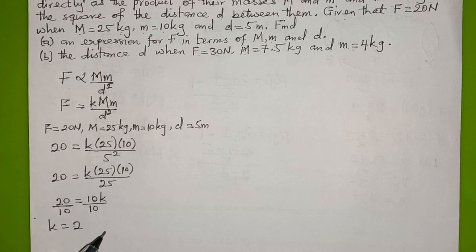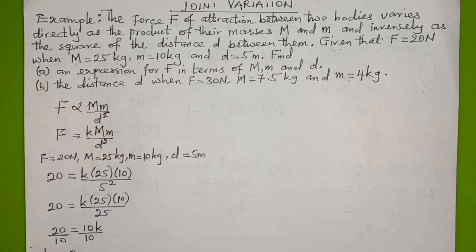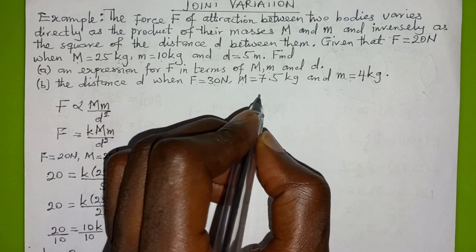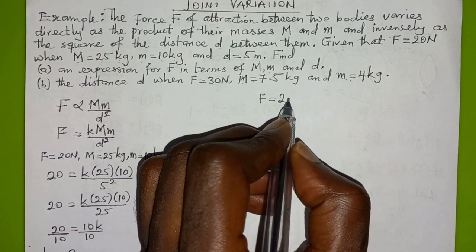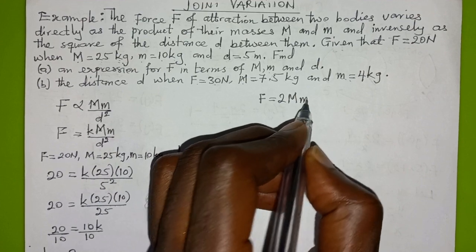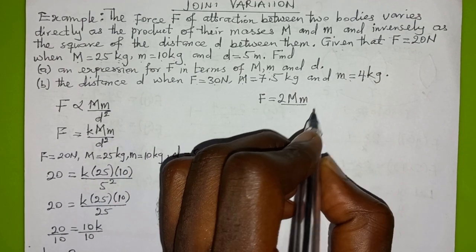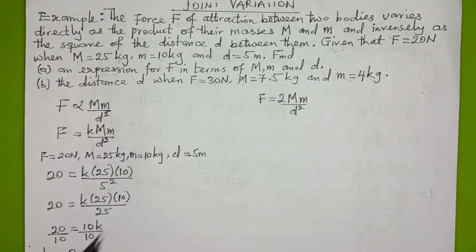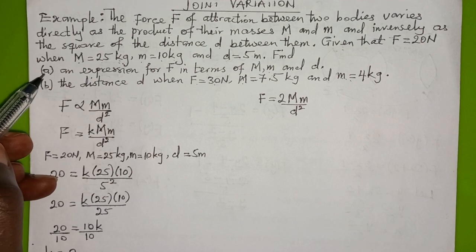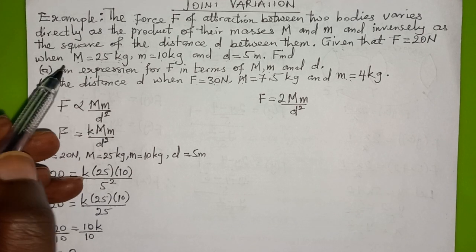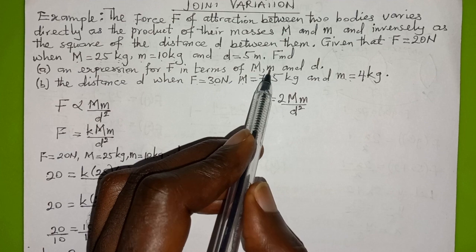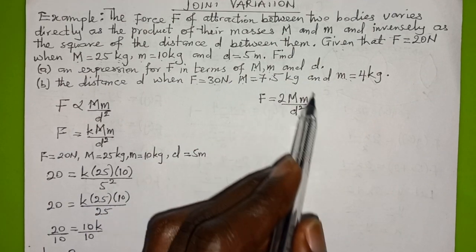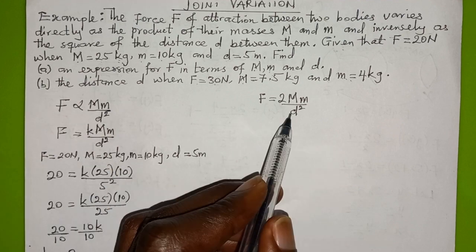All right, so if we have the value of K, then we can replace our constant of proportionality, which is our K, by 2. So let's do that. So this will then become F equals 2 capital M small m over d squared. Okay, so our first question, which is our A, is saying that we should find an expression for F in terms of M, small m, and then d. So this is the expression. So we have answered the first question.